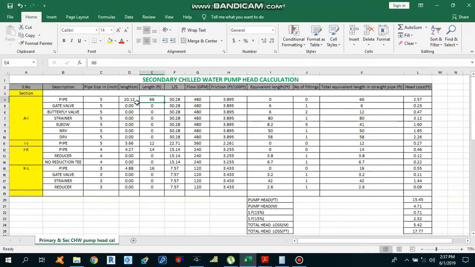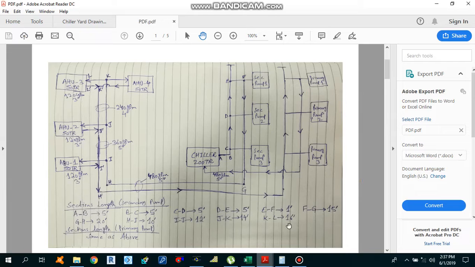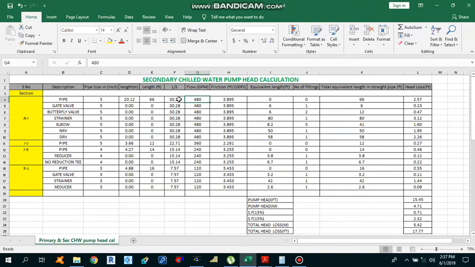If you want to convert this length into meters, you need to multiply it by 0.3048. And we know that we have a 5-inch pipe size, and 480 GPM is the flow rate. We already checked that. If you want to convert GPM into liters per second, you need to multiply it by 0.06308, and you will get liters per second.